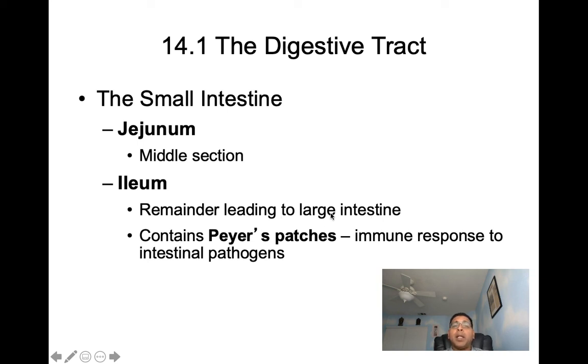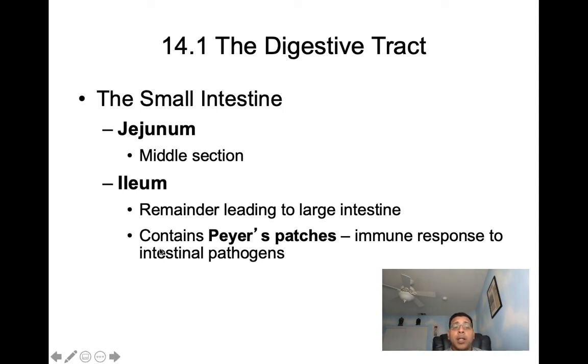Now, between the ileum, the last portion of the small intestine, and the large intestine, we're also going to have another valve there. That's going to be called the ileocecal valve. The ileocecal valve is the valve between the small intestine and the large intestine. So you can see this whole digestive tract is regulating the passage of foodstuff very well.